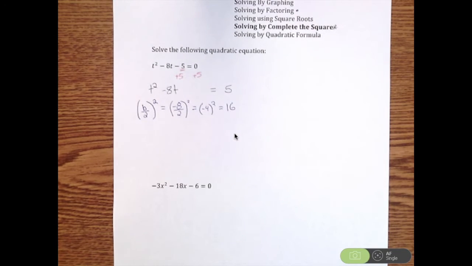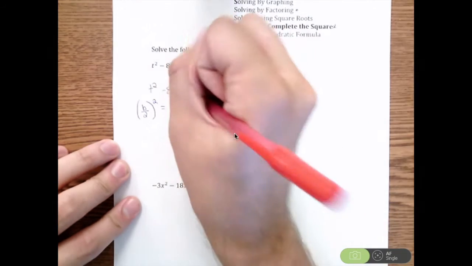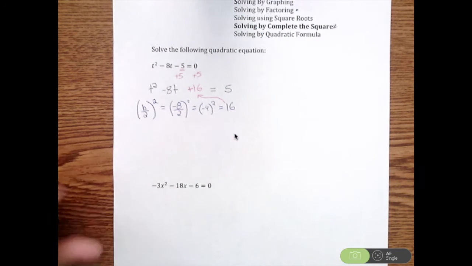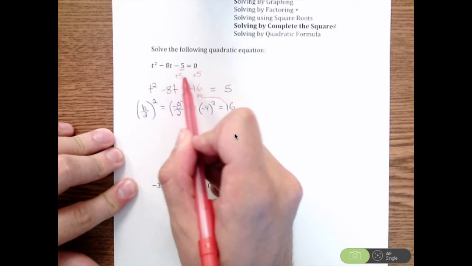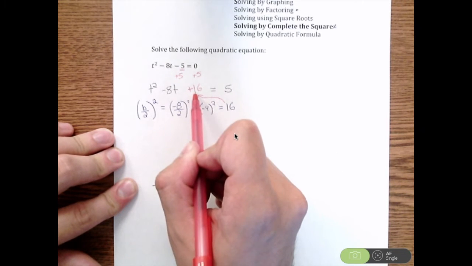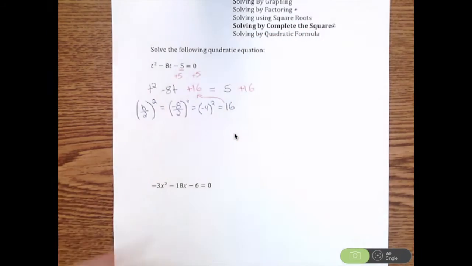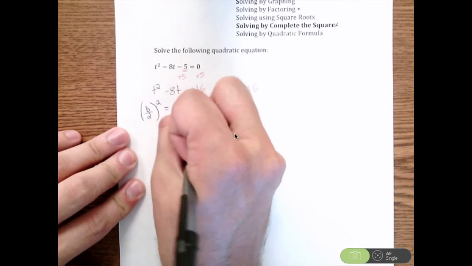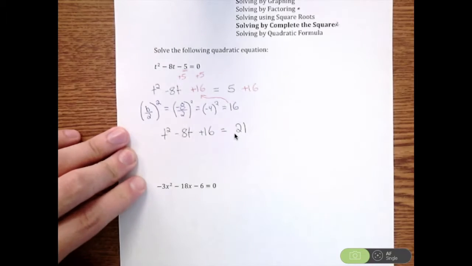What we're going to do with that 16 is plug it in that gap we just created. So I'm going to have a positive 16 here. The trick here, though, is I just added 16 to the left side of my equation. Earlier, when I added 5 to the left side, I had to do it to the other side. That same idea still holds true here. I have to add 16 on the left, and if I do that on the left, I also have to add 16 on the right. So my next line is going to look like t squared minus 8t plus 16 equals 21.